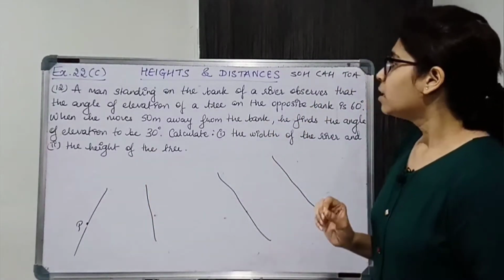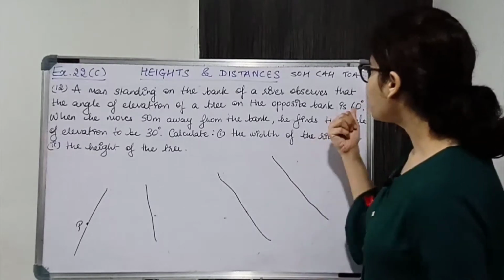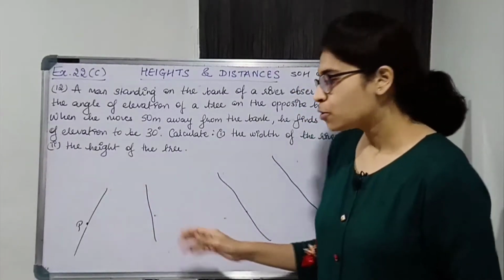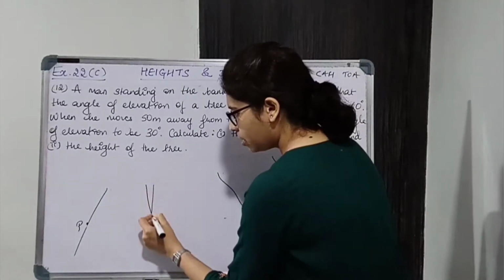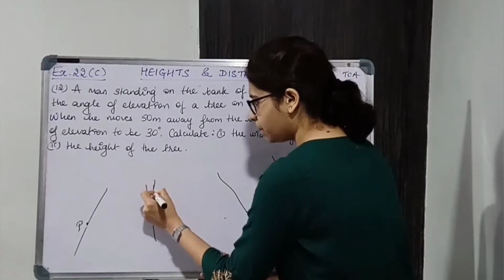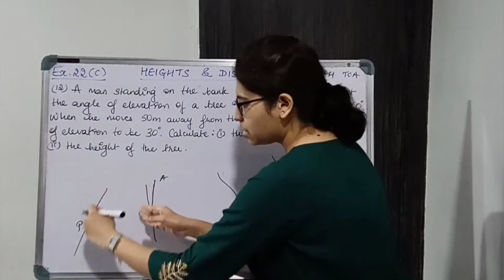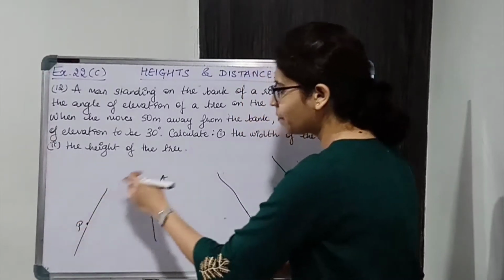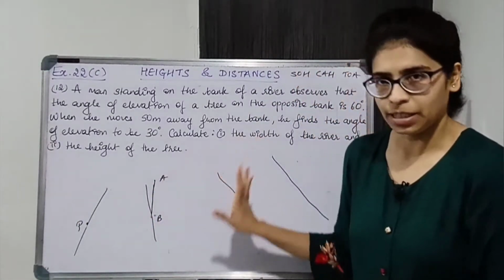Okay. Now a man standing on the bank of the river observes that the angle of elevation of the tree on the opposite bank is 60 degrees. So there is a tree on the opposite bank. So he is observing a tree that is on the opposite bank. So यहाँ पे एक tree है. Okay. So I'm not drawing a tree. Let's say there is a tree of height AB. Okay. This is the river. Over here at one bank there is a person standing and over here there is a tree, okay, of height AB.